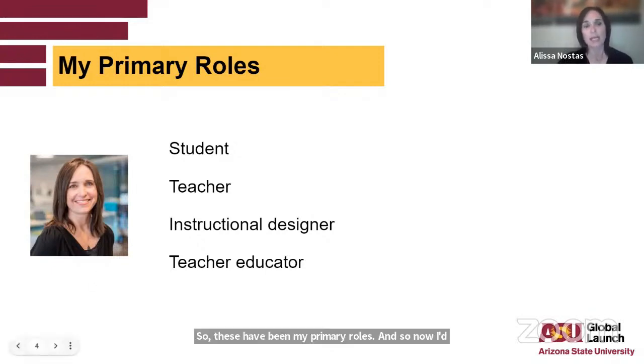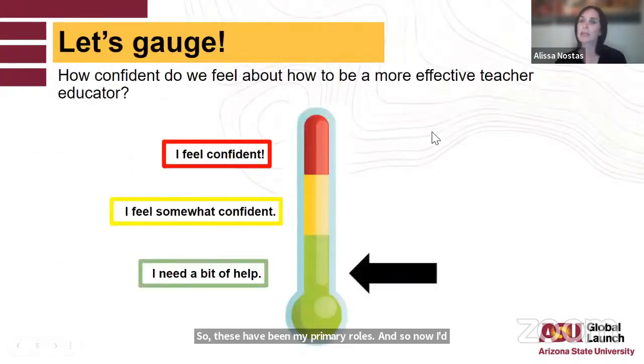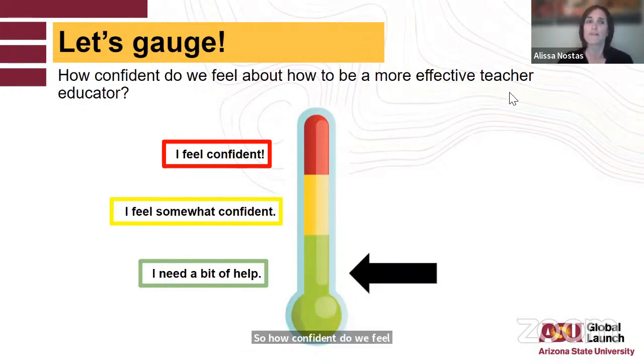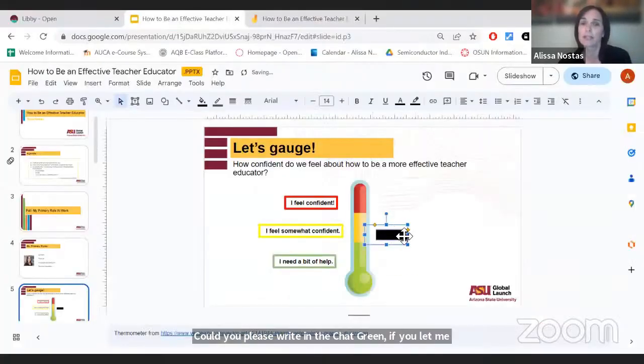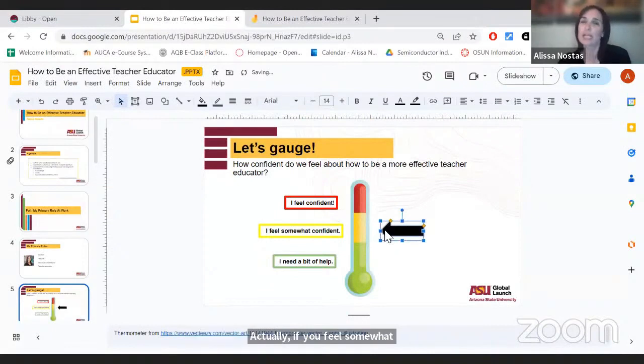And so now I'd like to actually think about our confidence. This is a confidence thermometer. And I would like you to answer this question. So how confident do we feel about how to be a more effective teacher educator? So if you think, I need a bit of help, could you please write in the chat green? If you feel somewhat confident, could you please write yellow in the chat? And if you feel very confident or just confident, please write red in the chat.